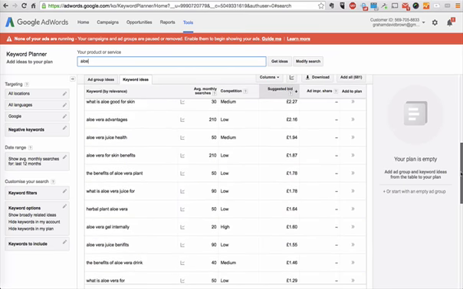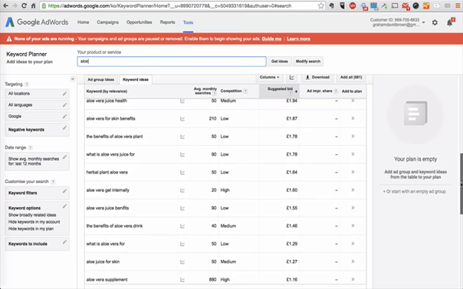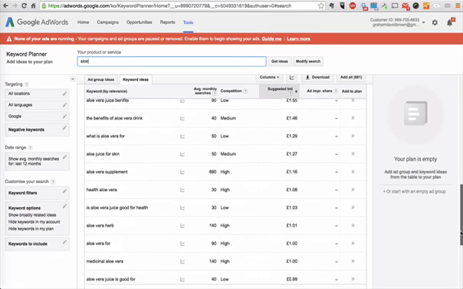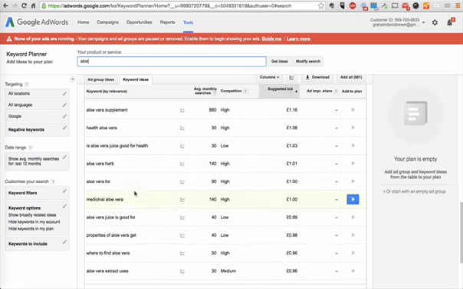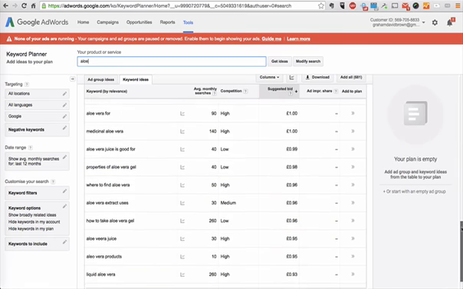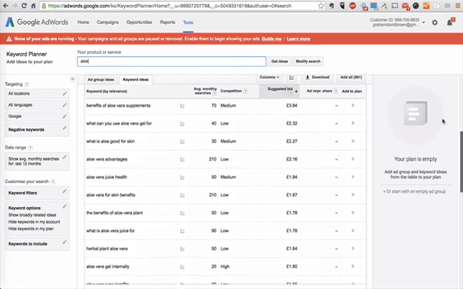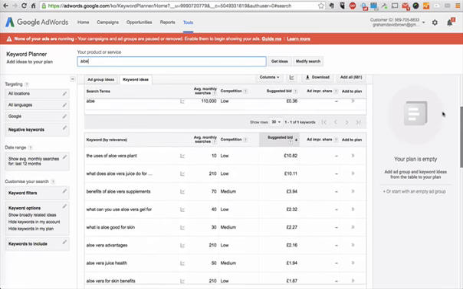And you scroll down here, you get quite specific searches, how to use it internally, which I guess is drinking it. I can't imagine how else it could be used internally. And medicinal aloe vera, what's inside it, where to find it, extract uses, and so on, how to take it. So let's say you were looking at aloe vera and you were interested in designing some kind of product around that. Well, one of the biggest areas people are interested in is how to actually use it. It seems like an interesting area.